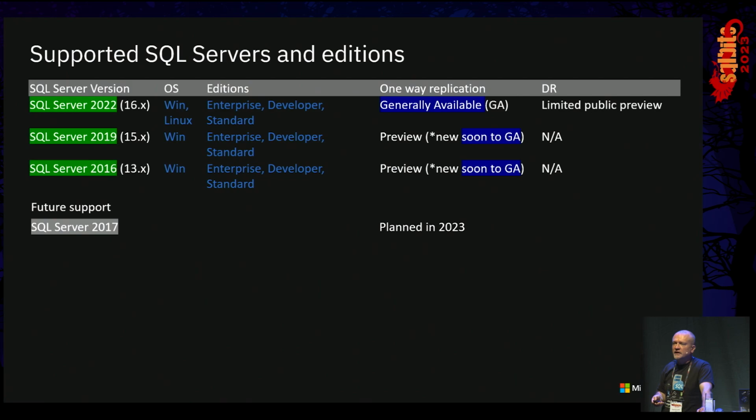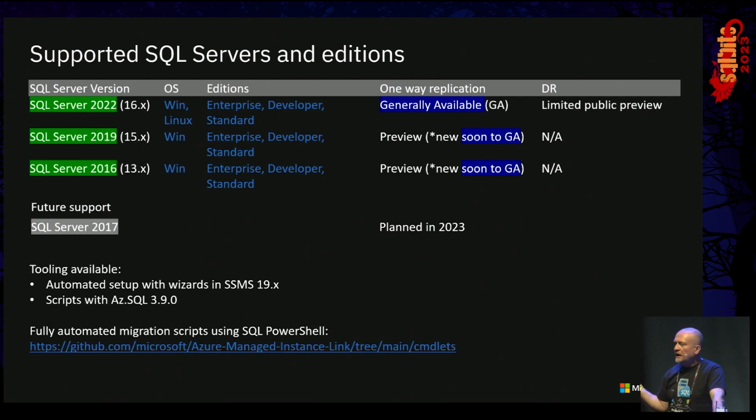We plan to do that by the end of this year. The only reason why we did not do it was just prioritization. We were focusing on building the DR with 2022. 2022 had to ship last November, so we had to focus resources on that. So 2017 support is coming.